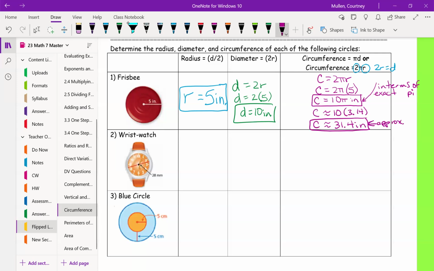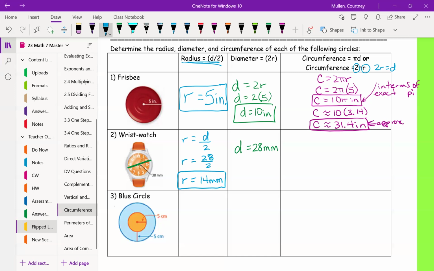Ready to try again? On this wristwatch, what's given to us in the picture goes all the way across the face of this watch. Did you say the diameter? You'd be correct. So the diameter given to us is 28 millimeters. The radius, as you can see, is the diameter divided by 2. So we know the diameter was 28. We'll divide it by 2. And so we get a radius of 14 millimeters.